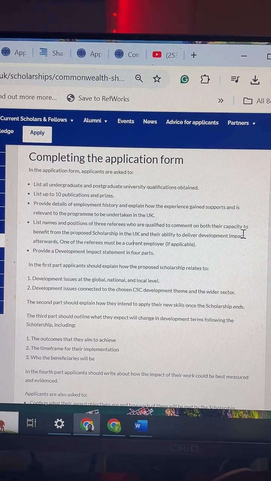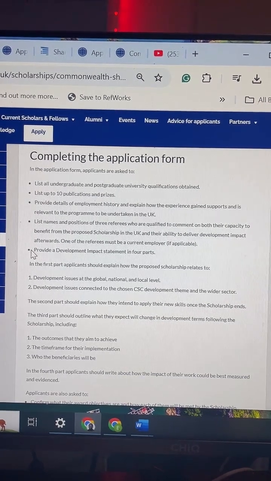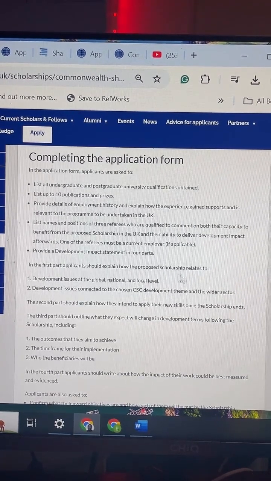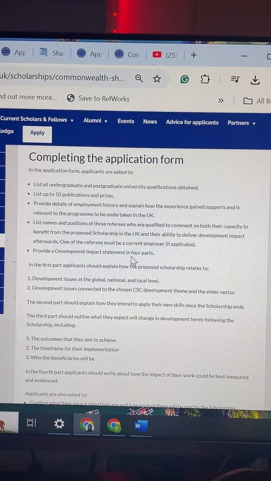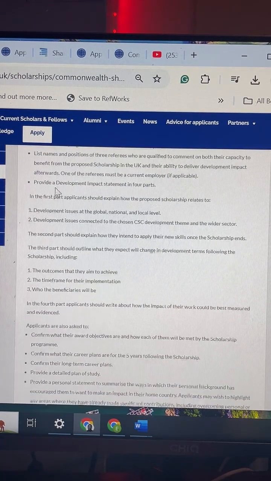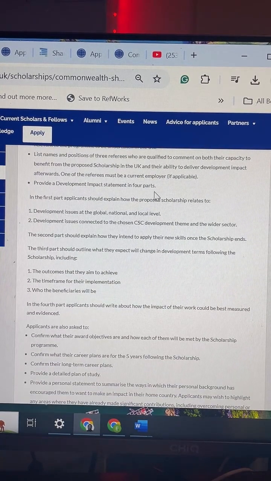And so just as I was saying about the referees, they should be in a capacity to discuss that you have the ability to benefit from the scholarship, and also that you have a track record of some of the developmental projects that you've done or engaged in. And then one of the referees must be a current employer if applicable. So this only applies if you are currently in the working class.